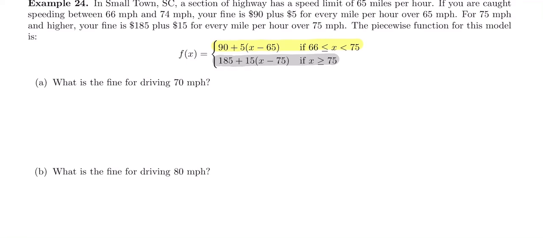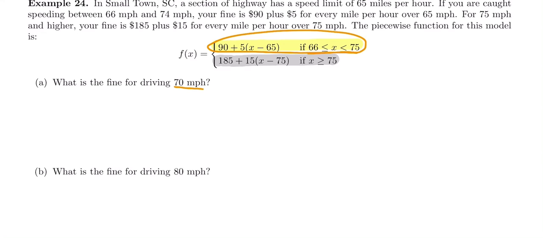So say you've been pulled over twice. The first time you get pulled over, you were driving 70 miles per hour. Let's get your correct fine. We don't want to be overbilled for speeding on this highway. So 70 miles per hour, is that equal to 66 or above, but still strictly less than 75, or is that bigger than or equal to 75? Well, 70 is not bigger than or equal to 75. It's between 66 and 75, not included. So we're going to use this top bracket here.